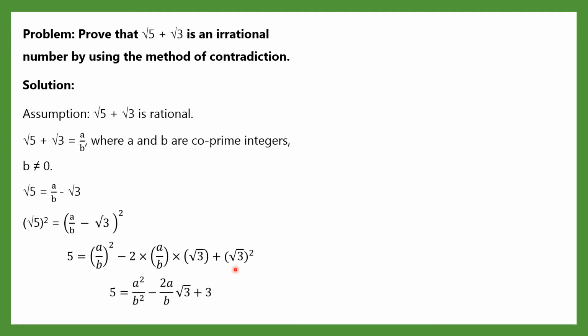On simplification, 5 is equal to a square by b square minus 2a by b into root 3, plus root 3 whole square, which is 3. This is the simplified equation. At the end, take 3 to the left side, or rather take only the irrational part on one side. Here the irrational part is root 3. Root 3 is irrational. This 2a by b root 3 has a minus sign. That's why I will take this 2a by b root 3 to the left side and 5 to the right side.